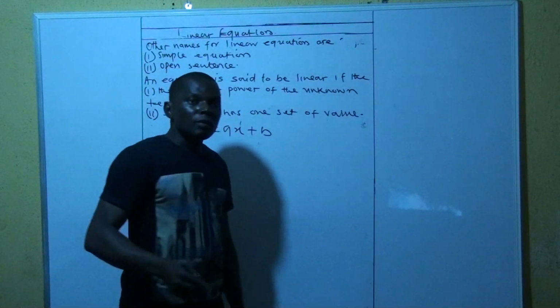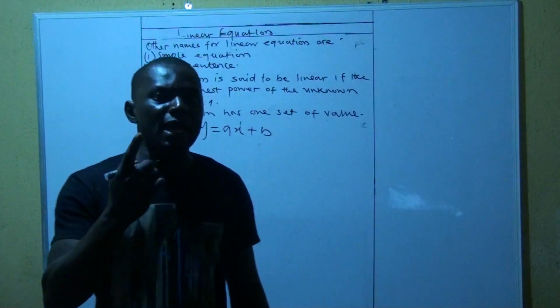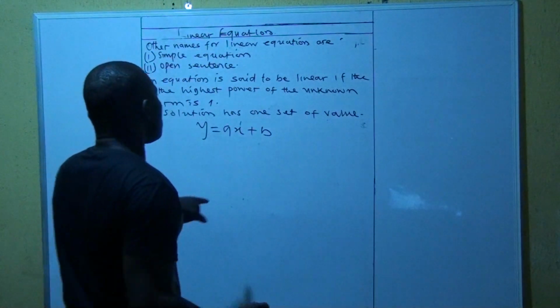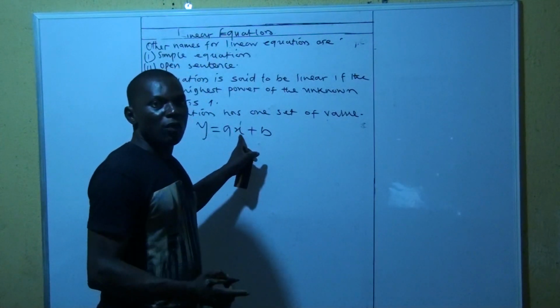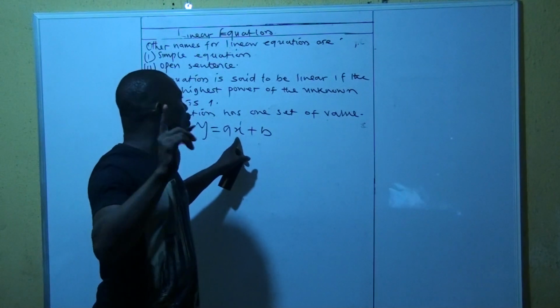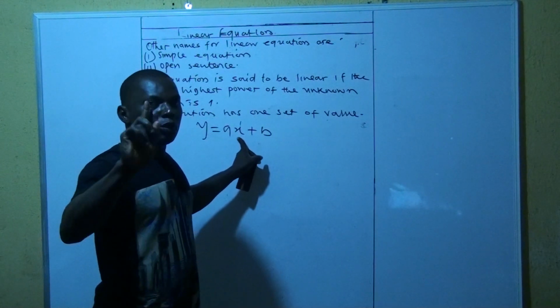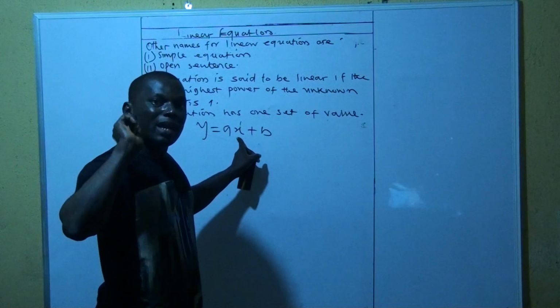Then two, in this kind of equation, we just have one value for x. So if we are solving for x, we're going to have just one set of value, one solution, one answer to it.